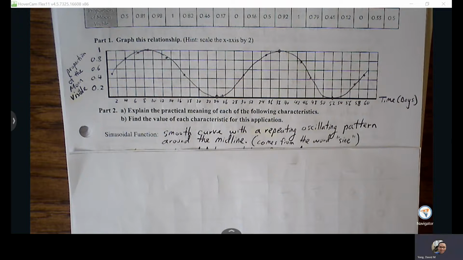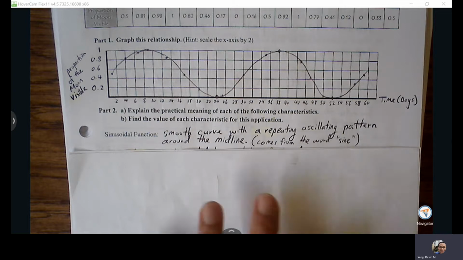Okay, so after you plot those points, take a look at the graph. Does it look more like a sine or a cosine? I'm thinking it's closer to a sine because it starts at the midline and then it goes up to max. Now, obviously, we can always make any sine graph a cosine graph, but it just seems closer to a sine graph.